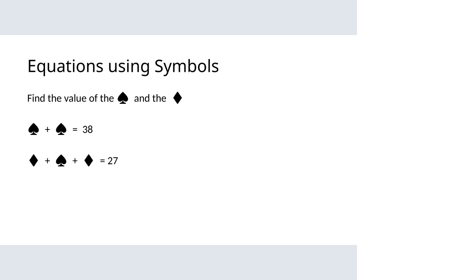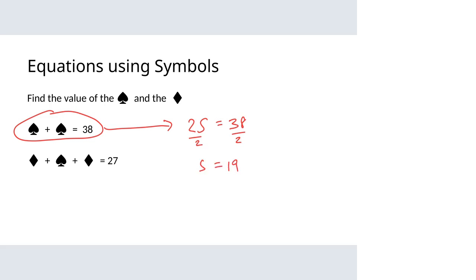And I think what happens here right out of the gate is, well, there's a whole lot going on here. I'm not ready for that yet, but up here, this looks like something I can solve. If I have two spades, and I'm not going to be able to draw the spades, so I'm just going to call it an S. If I have two spades is equal to 38, I can divide both sides by 2 and find out that the spade is equal to 19. So I've got that part answered.